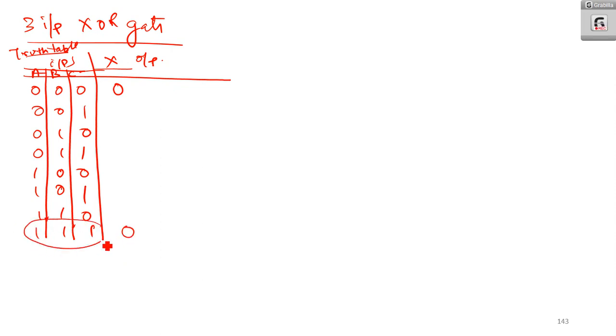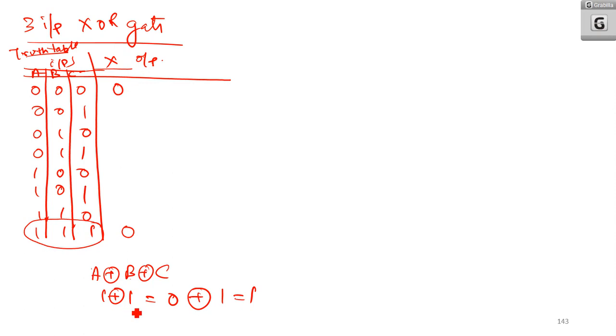See here what we can see: 1, A XOR B XOR C. Here what happens? A XOR B is 1 XOR 1. 1 XOR 1 is 0. Again, what is 0 XOR 1? Now that is XOR with C. So what is 0 XOR 1? That is 1. Okay. So please take care of such kind of XOR gates.